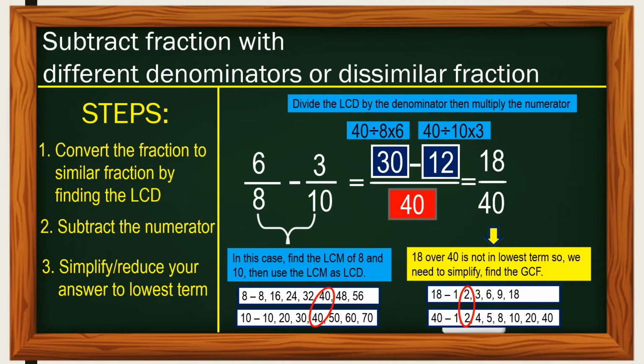So we're going to use 2 to divide 18 and 40. So 18 divided by 2, then 40 divided by 2 is equal to 9 over 20. And that is our final answer.